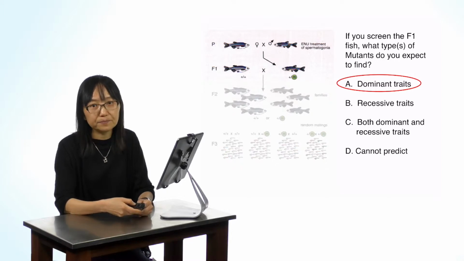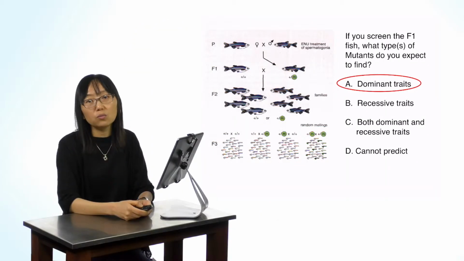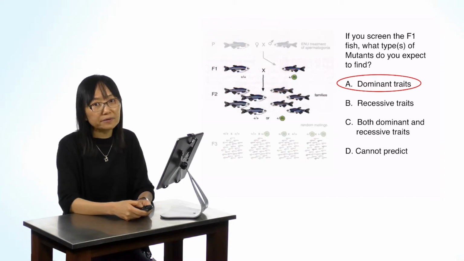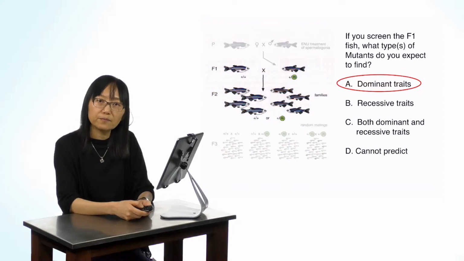In order for the F1 fish to show the mutant phenotype, the mutation must be a dominant trait. For recessive mutations, we need to breed them to homozygosity to see the phenotype. What we need to do is to cross the heterozygous F1 fish to a wild-type fish. Half of their progeny will be wild-type, and the other half will inherit the mutant allele.